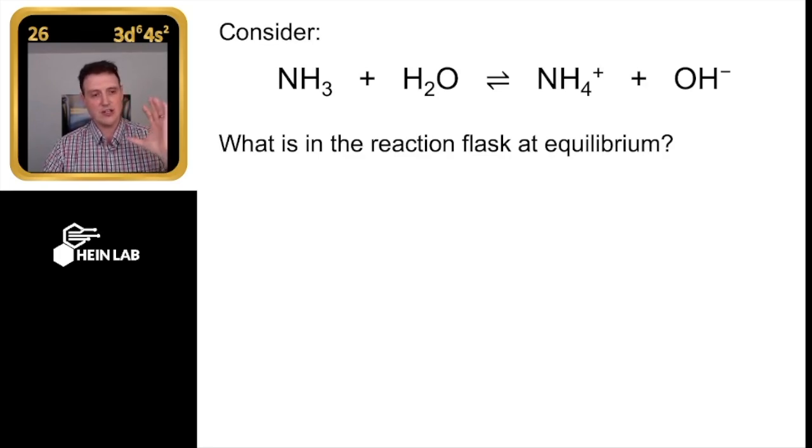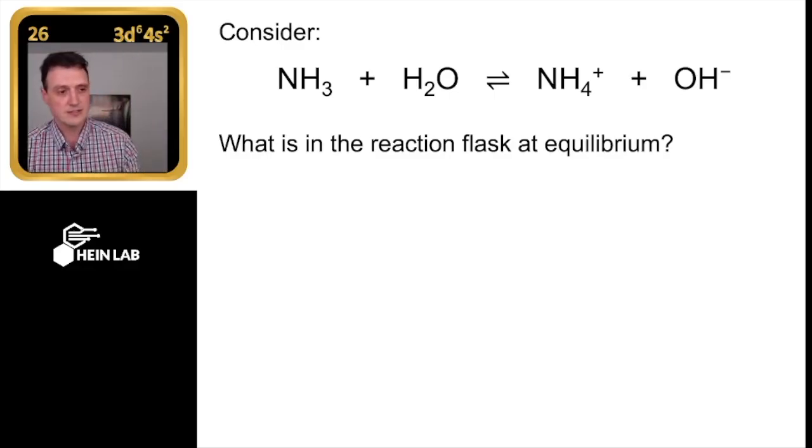Now we know this is a weak base. Ammonia is a weak base. What does that mean about the size of the Kb, if I know it's a weak base? Yeah, Kb is small, it's less than 1. What does that mean about the position of this equilibrium? Is it product favored or starting material favored? Starting material, reactant favored, absolutely. Does it mean that there are no products? They're still there, they're just smaller.